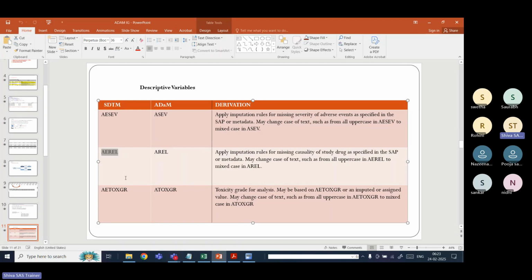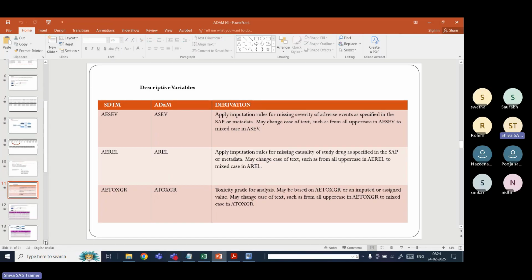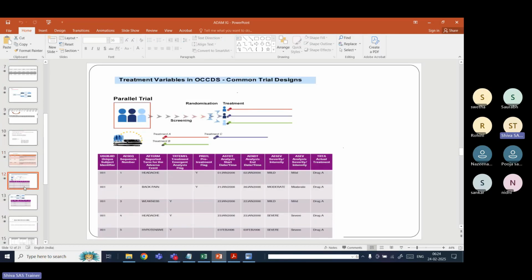So this is the adverse event relationship, and this is the analysis relationship. You can see the names start with A, nothing but analysis. Likewise, adverse event toxicity grade and analysis toxicity grade. Okay. So in the case of crossover studies and parallel studies, how are the variables populated in the adverse event data?